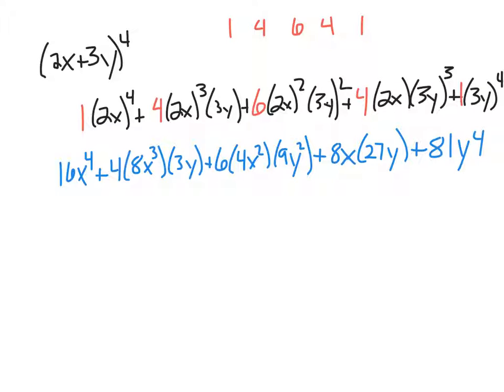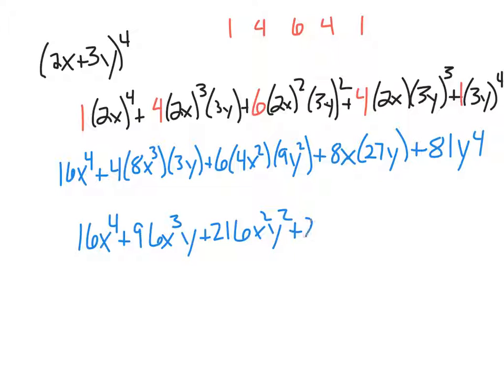And then our final step, we're just doing some multiplication. We get 16x to the fourth plus 96x cubed y plus 216x squared y squared plus 216xy cubed, and finally 81y to the fourth.